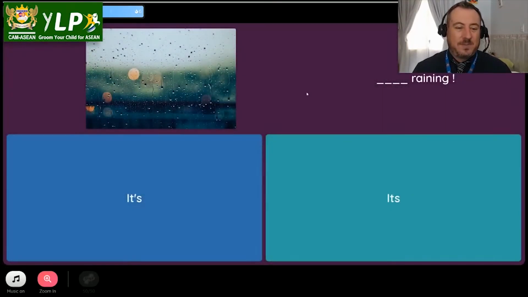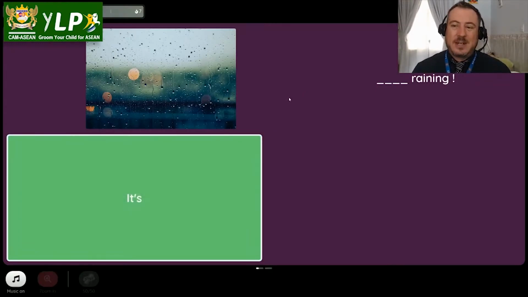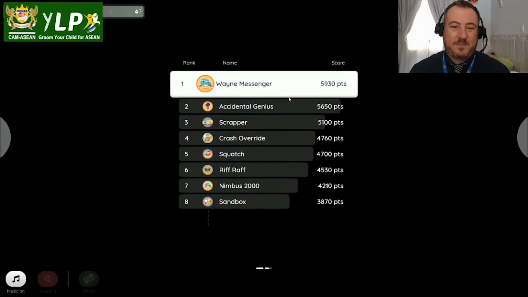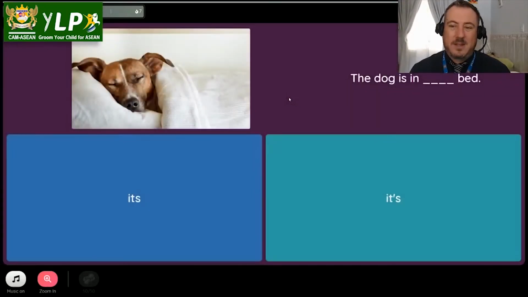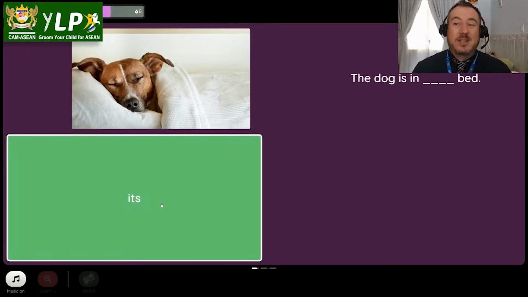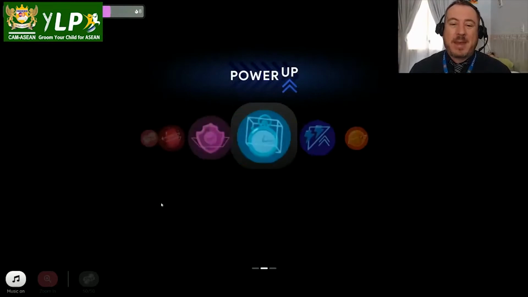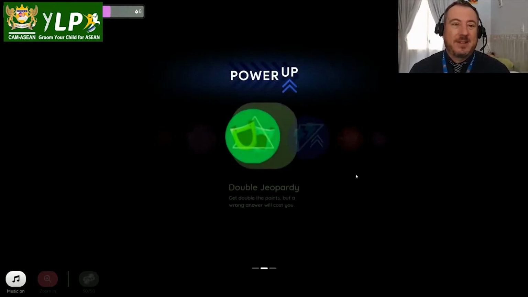Right, question 7. Oh, it's raining or its raining? It is raining. Oh, I think that's correct. The rain doesn't belong to it, so it's this one. It is raining. Okay, this one. The dog is in its bed. The dog is in it is bed. That doesn't make any sense. So it must be this one. The bed belongs to the dog, so it's bed. The dog's bed. Right, okay.